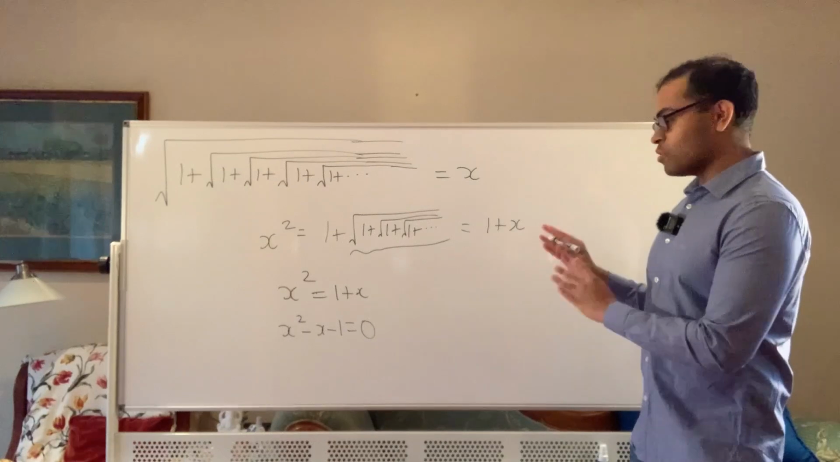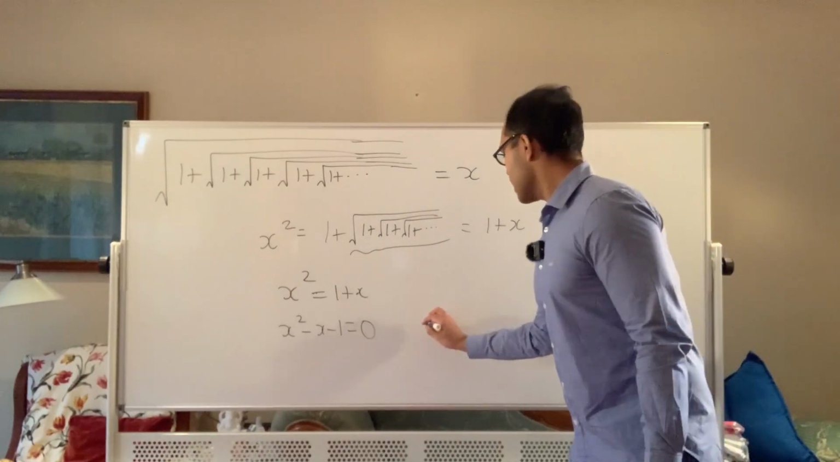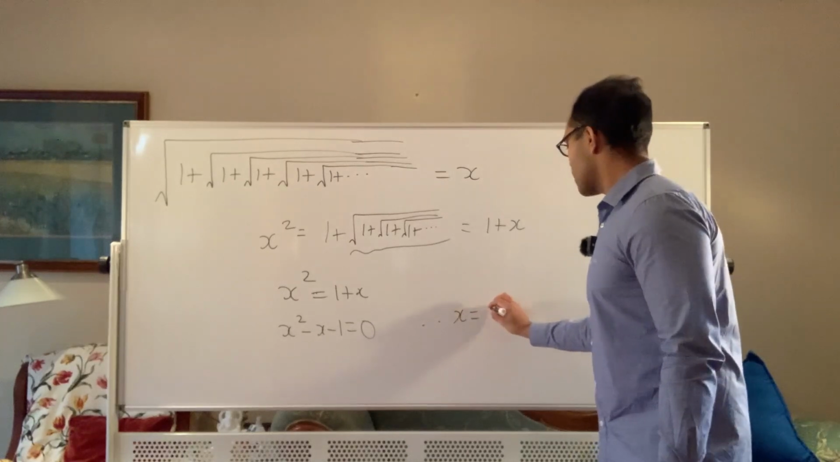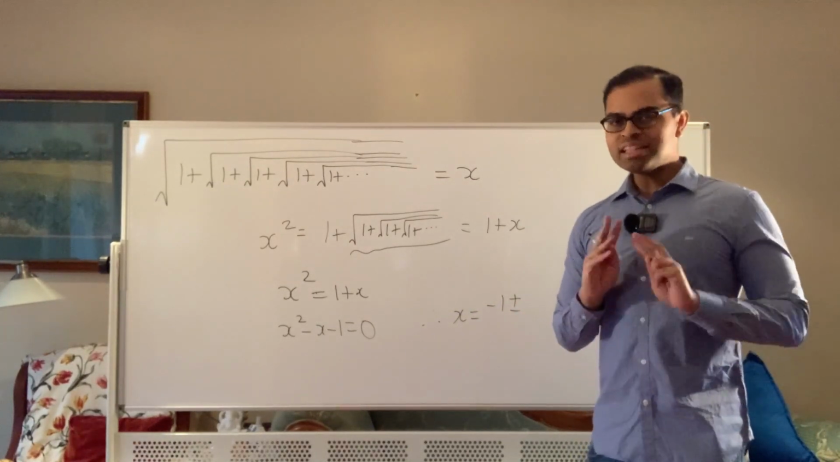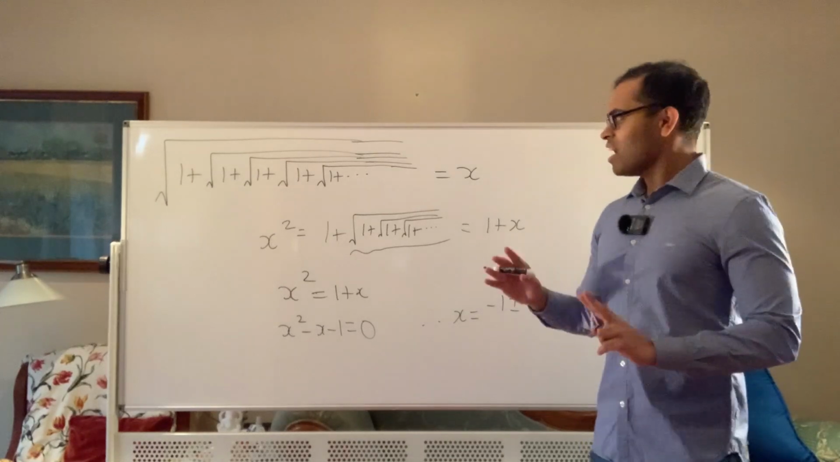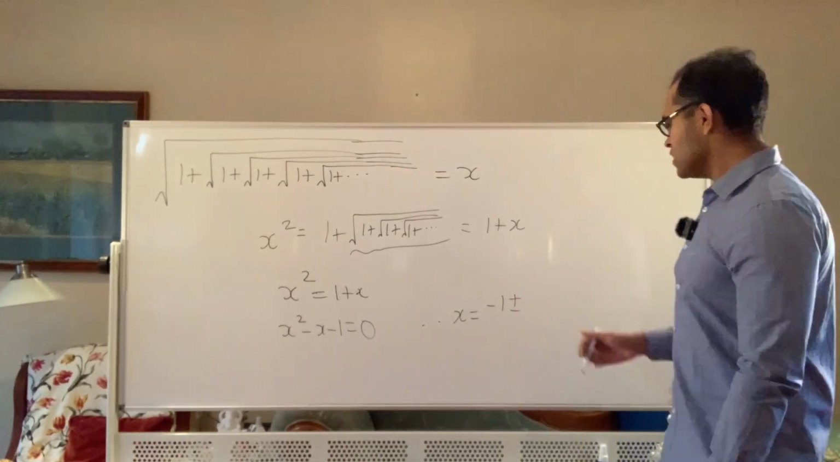And now it's a quadratic equation, so let's just use the quadratic formula. The quadratic formula is telling us that x is equal to minus 1 plus or minus, because there are going to be two solutions. And that's the other kind of crazy thing here. How can there be two values of x? I mean, x is just going to be something, right? But let's actually check this out.